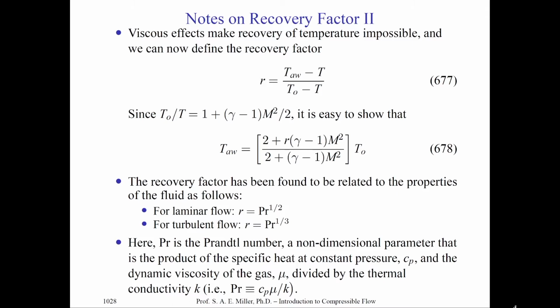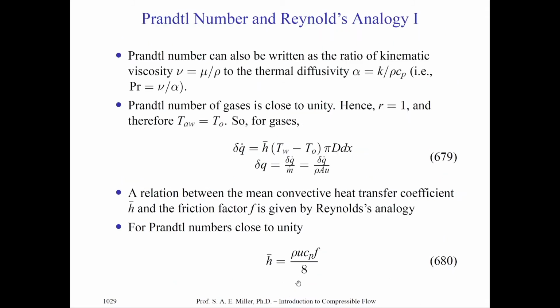We'll see indeed that the Prandtl number is a non-dimensional parameter, not unlike Mach number or Reynolds number. In words, it's the product of the specific heat at constant pressure Cp and the dynamic viscosity of the gas mu divided by the thermal conductivity K. Here it is as an equation. The Prandtl number is defined as Cp times mu, that's viscosity, divided by thermal conductivity. It can also be written as the ratio of kinematic viscosity to the thermal diffusivity. We might write Pr equals kinematic viscosity divided by alpha, where alpha is the thermal diffusivity, which goes as the thermal conductivity divided by the static density.